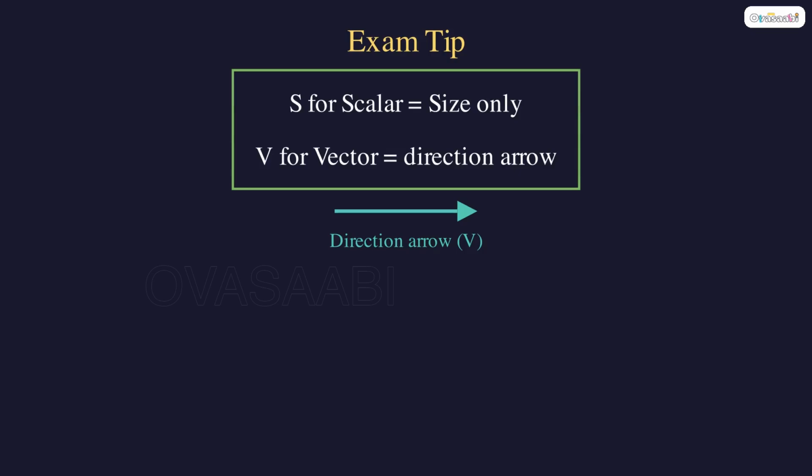Remember, S for scalar means size only. V for vector means it includes a direction arrow. That's your exam tip.